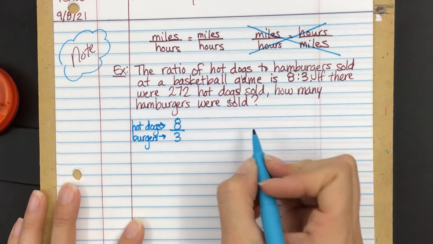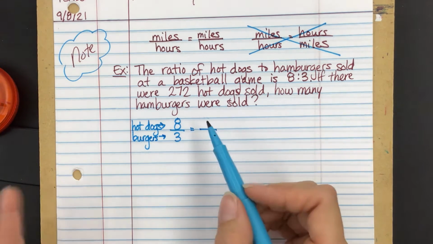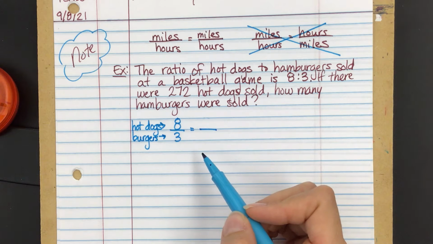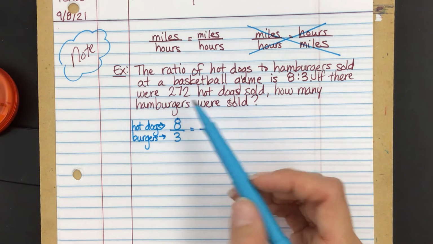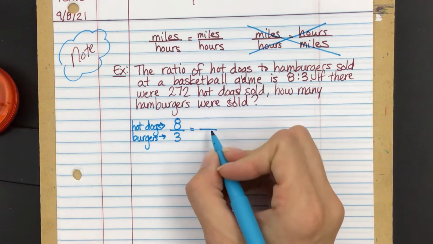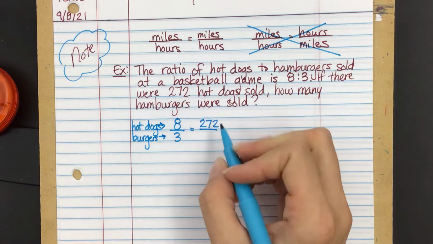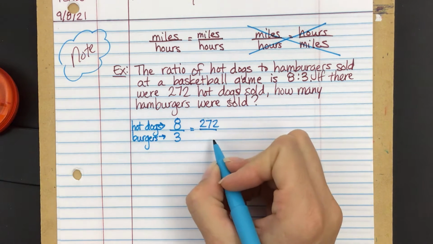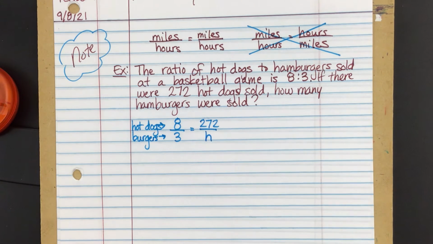Okay. So now when you set up the second ratio, you just want to make sure that your hot dogs are on top, your burgers are on the bottom. Well, it tells us that 272 hot dogs were sold. So we're going to put our hot dogs on the top just like we did for the first ratio. And then we can just put a variable on the bottom to hold the place for our hamburgers since that is what we're solving for. So I'll put a little H there.